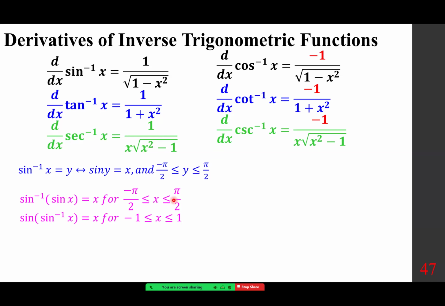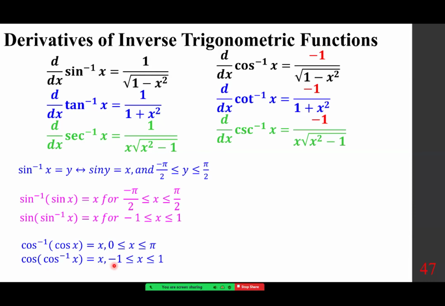And of course, the range is negative 1 to 1. That's why sine of sine inverse of x equals x when x is between negative 1 and 1, if we have it in this format. For cosine, the restriction we put was x between 0 and pi, the first quadrant and the second quadrant, because in the first quadrant cosine is positive, in the second quadrant it is negative. So cosine inverse of cosine x equals x if x is between 0 and pi. Cosine of cosine inverse of x is x if x is between negative 1 and 1.